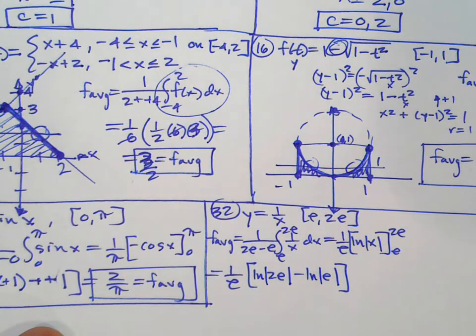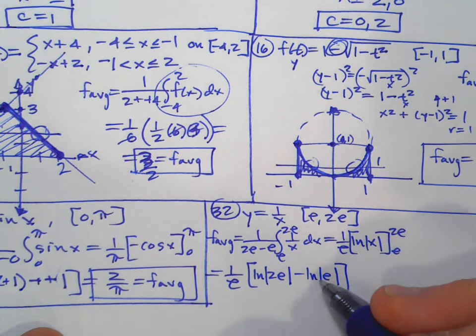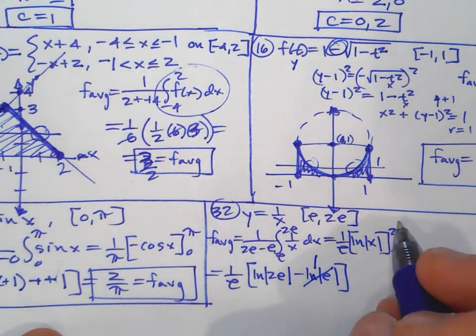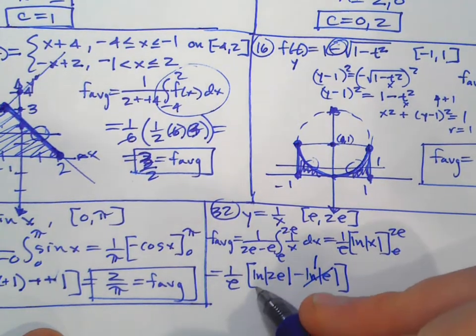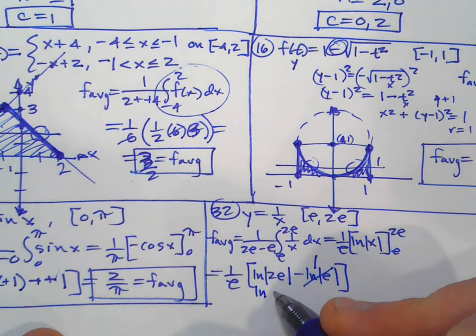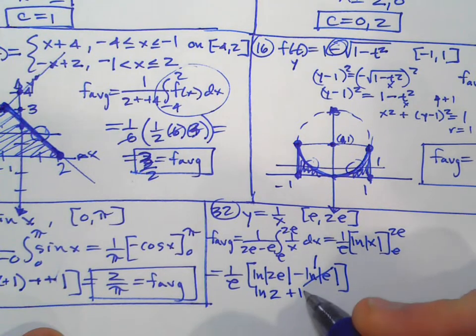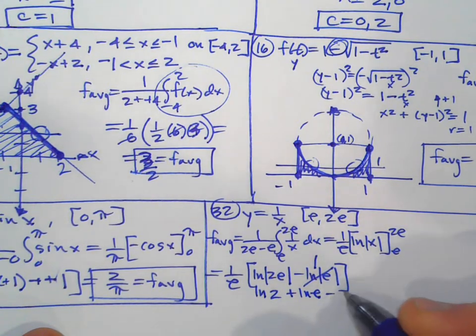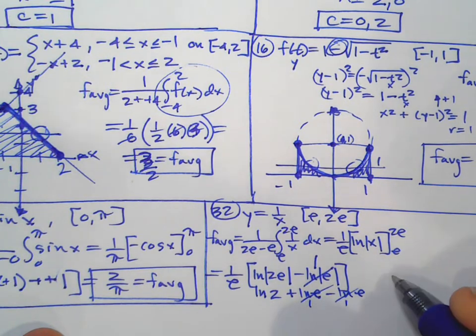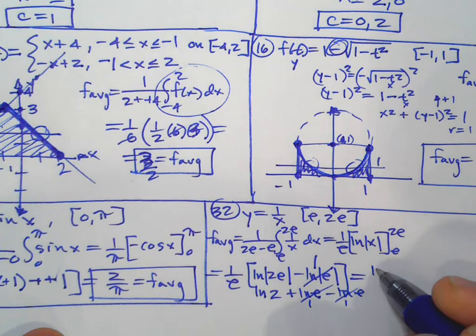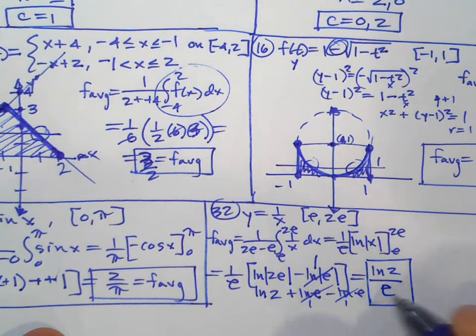Now, we could clean this up. Natural log e is 1, right? In fact, what we could do is use rules of logs to split this up. This would be natural log of 2 plus natural log of e minus natural log of e. So we could say those cancel each other out, or that's 1 and 1, they cancel each other out. And then the answer is going to be natural log of 2 over e. That's your final f average.